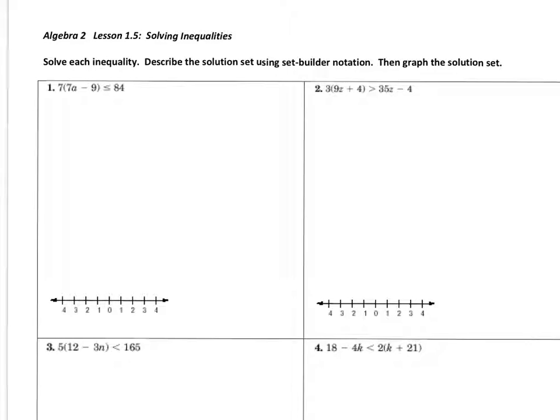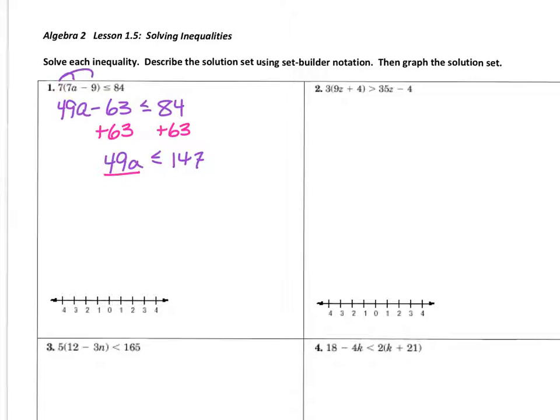To solve this first problem, we're going to distribute the 7, and we'll have 49a minus 63 is less than or equal to 84. Our next step will be to add 63 on both sides, and that will give us 49a is less than or equal to 147. And then to finish, we're going to divide both sides by 49. And that will give us a is less than or equal to 3.